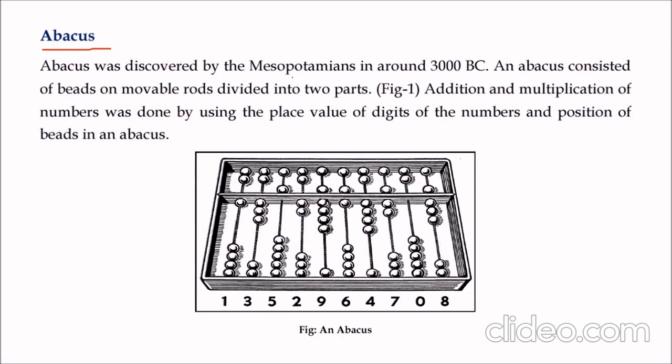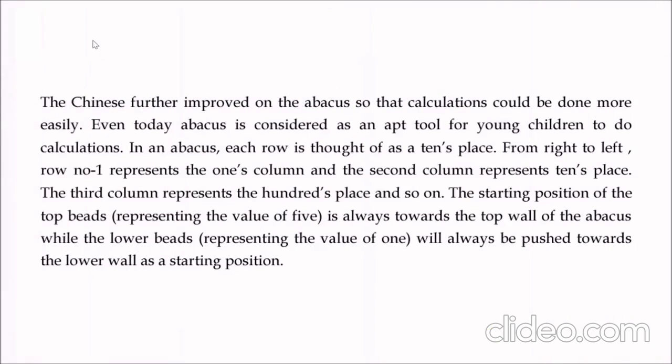This was discovered by Mesopotamians around 3000 BC. And this abacus, as you see in this figure, consisted of beads. These are beads, and these are movable rods, divided into two parts. First part, second part. So the addition and multiplication of numbers can be done by using the place values of the digits of the numbers and the position of beads in an abacus. See, these are the positions 1, 3, 5, 2, 9, 6, 4, 7, 0, 9, 0, 8. From 0 to 9, that is 10 numbers are there.